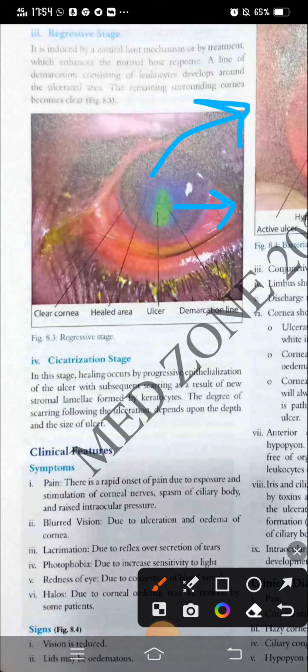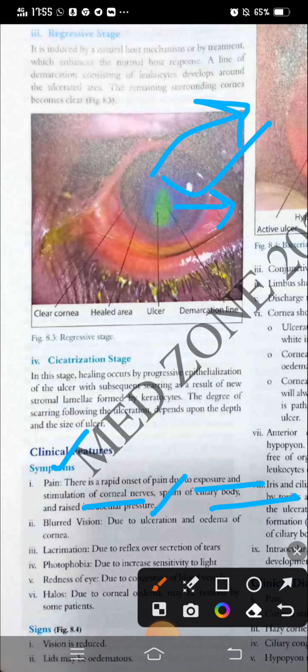What are the clinical features? Symptoms. You will see that the patient presents with pain. Why is there pain? You must remember, or cram, all these three modalities which cause the pain. First is exposure and stimulation of corneal nerves, then spasm of the ciliary body, and then raised intraocular pressure. You must remember all of this because our treatment will depend upon these modalities.